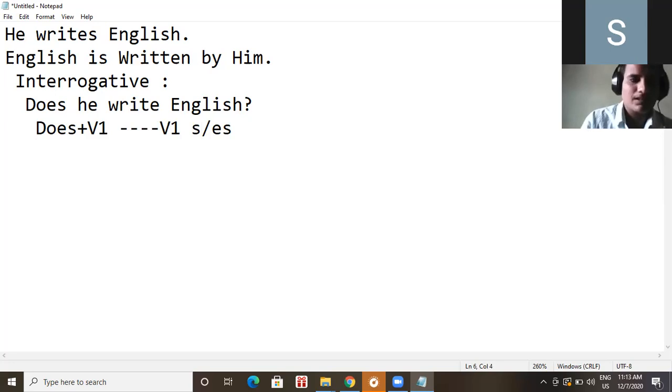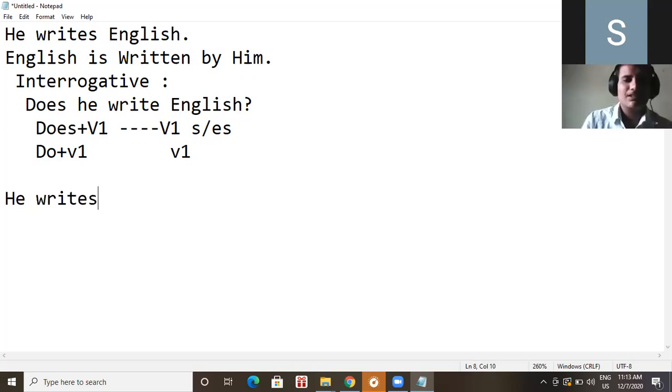This is used only for the third person singular subject: s, es, es. Do plus V1 is only V1. So, does plus write gives writes. Yes. Okay. This will convert into passive voice.